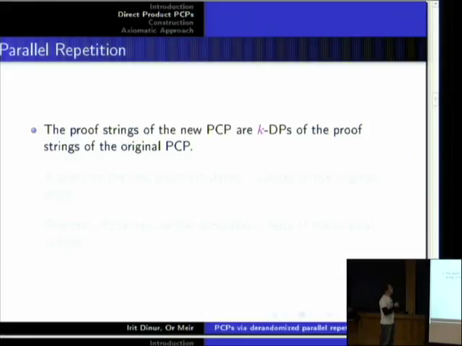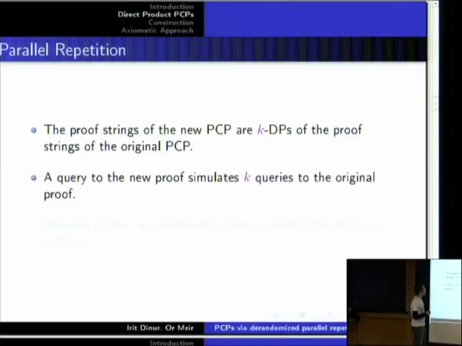So now that we have a direct product, we can get back to parallel repetition. What we have in the parallel repetition is that we construct a new verifier, and the new verifier, given a correct claim, expects the following proof string. We take the original proof string, the proof string of the original verifier, that convinces the original verifier to accept the correct claim. And now the proof string for the new verifier will be the k-direct product of the original proof string.